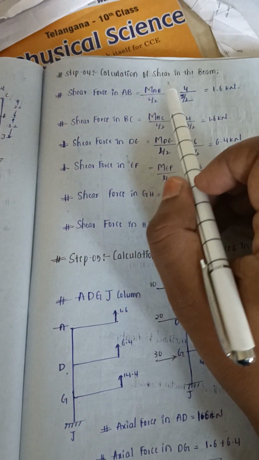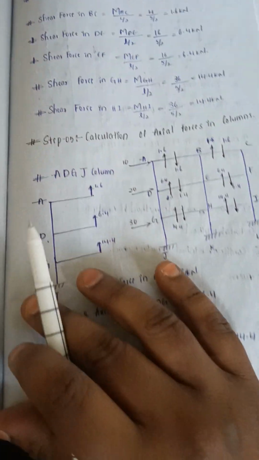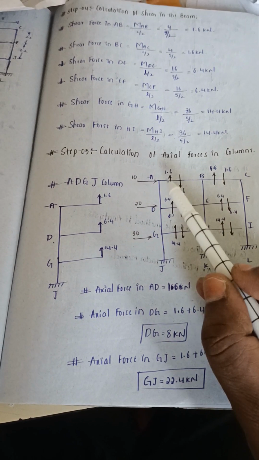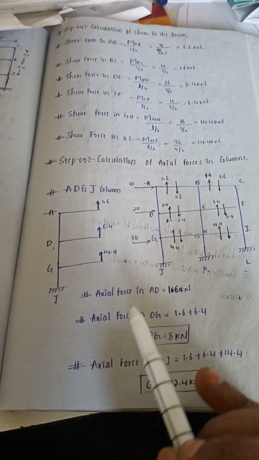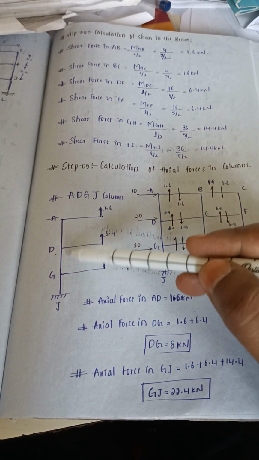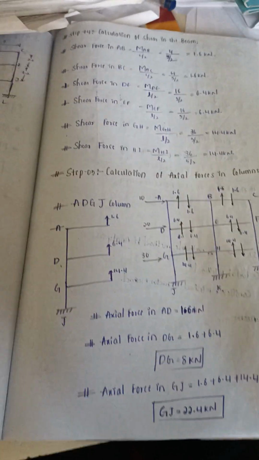Next, shear force can be calculated in all the beams, moment divided by L by 2, L by 2, L by 2. Next, calculation of axial forces. So we have to take these three separately and we have to calculate like this. So axial force for this is this one. Here for this it is this one. For this it is this plus this. For this it is this plus this plus this.